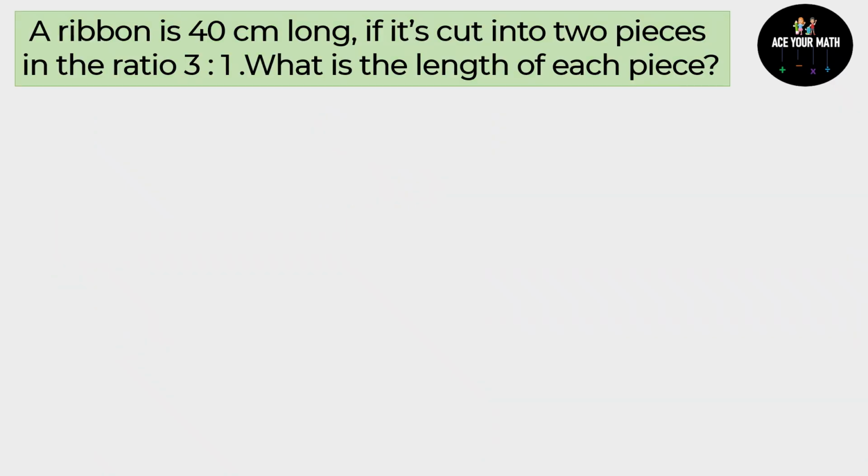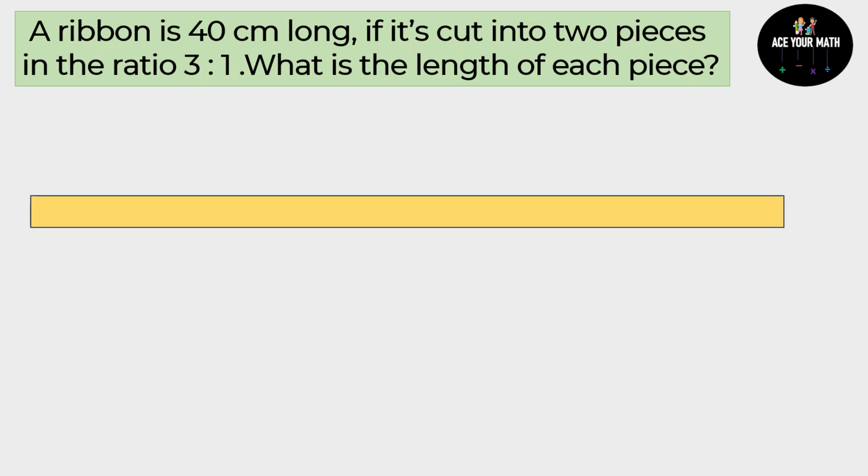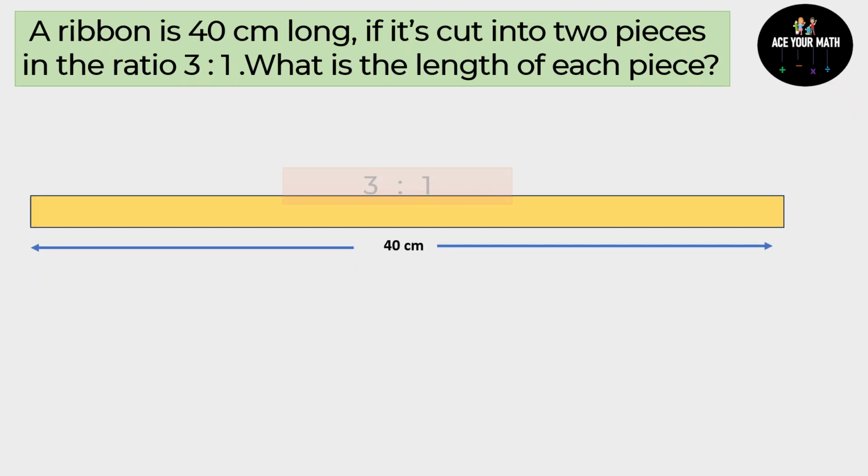Now let's look at one more question. A ribbon is 40 centimeters long. If it is cut into two pieces in the ratio 3 is to 1, what is the length of each piece? Okay, so first write down what is given. A ribbon is there. The length of this ribbon is 40 centimeters, and you need to divide it in the ratio of 3 is to 1. The 3 is to 1 indicates that you need to divide it into a 3 part and a 1 part.